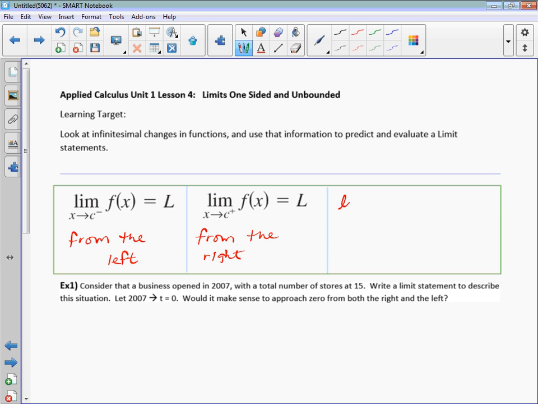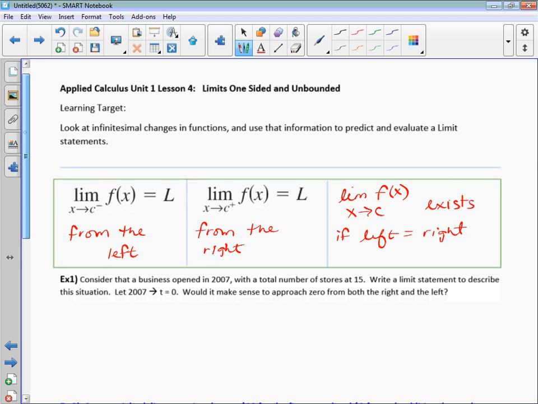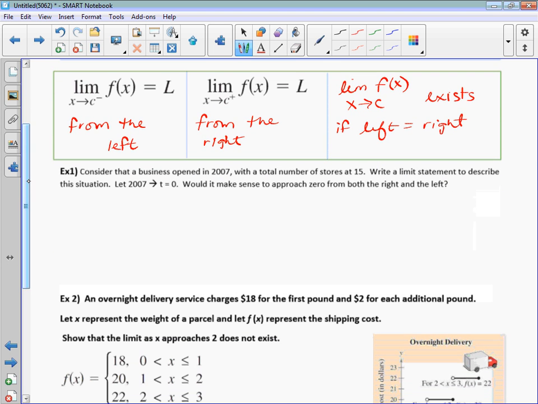So just the limit of f of x as x approaches c, so not from the left or the right, it exists if the left equals the right. The limit from the left and the limit from the right are the same. That's the only way it can exist. If it's different, you tell me: does not exist. Which again, we talked about that last class, right?